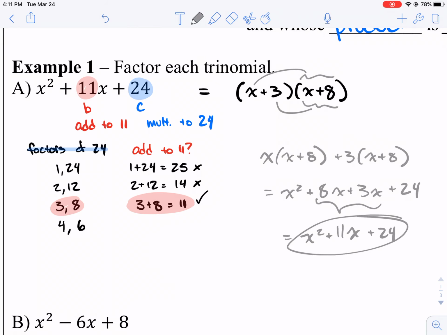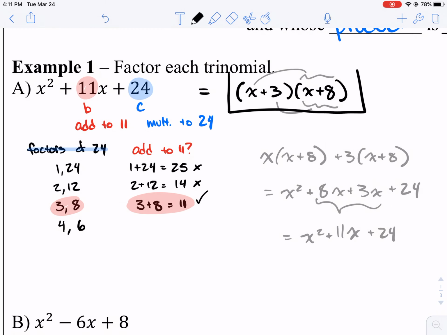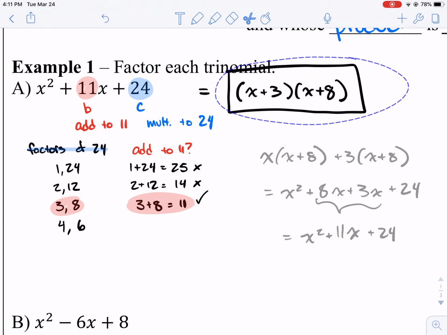Is that what we started with? Yes, that's what we started with. Awesome, we did it right. So our final answer is x plus 3 times x plus 8. What questions do you have?